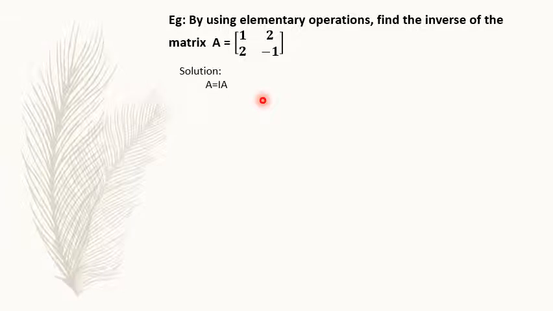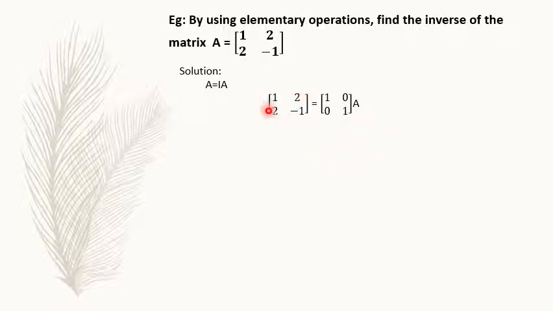So first step, we need to write A equal to IA. Here the A matrix is given, and I is the 2 by 2 identity matrix. So A equal to IA. Now what is the next step? We need to apply a sequence of row operations. So we need to convert this matrix to the identity matrix, I equal to BA. That is the next step.